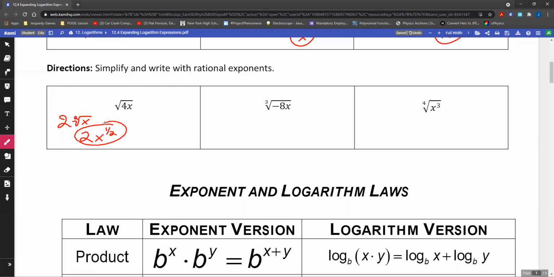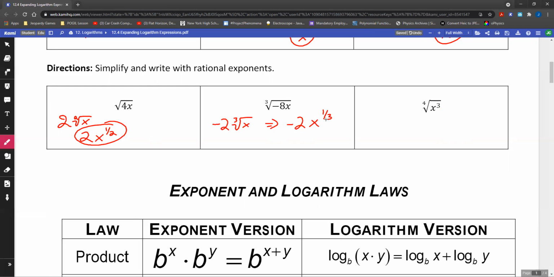Over here, going to do the same thing. So this time I'm going to first take the cube root of 8, well, -8. When I do that, I end up seeing that that's going to be -2, because -2 times -2 times -2 gets me -8. The cube root stays with the x though. And then what I'm going to do is rewrite that as an exponent. So -2 x to the 1/3.